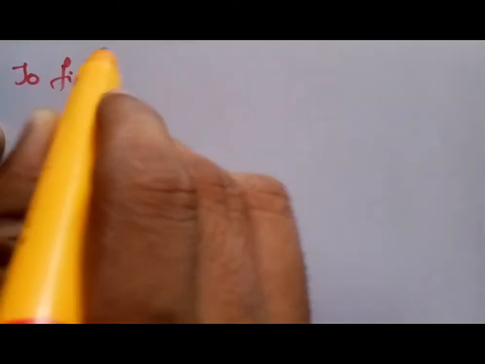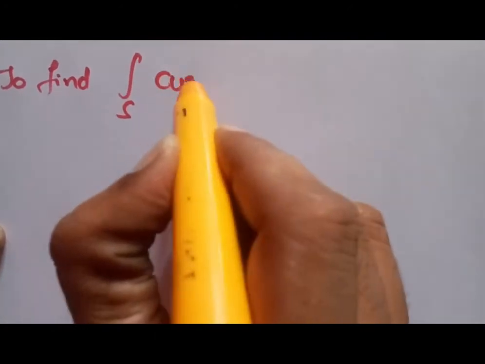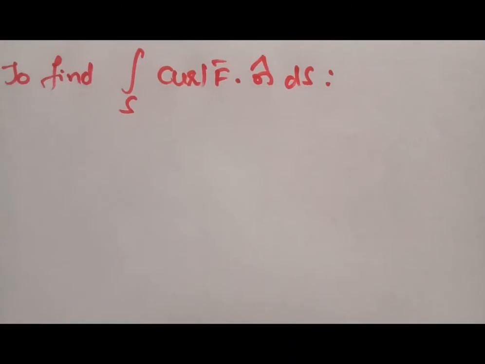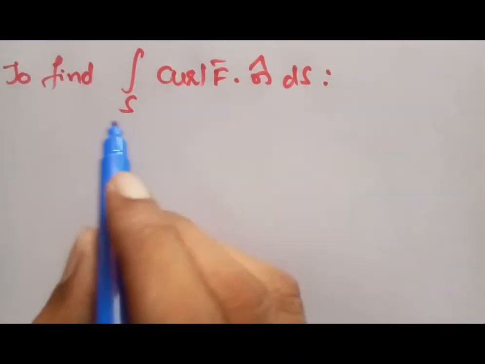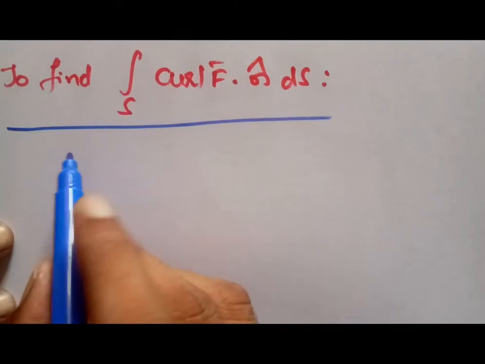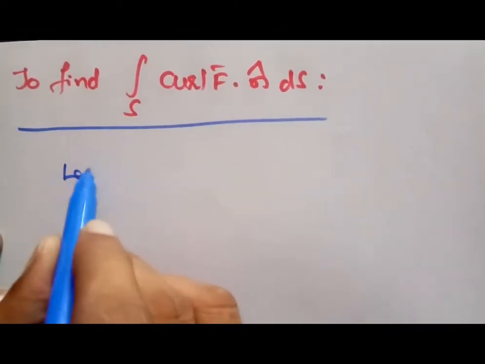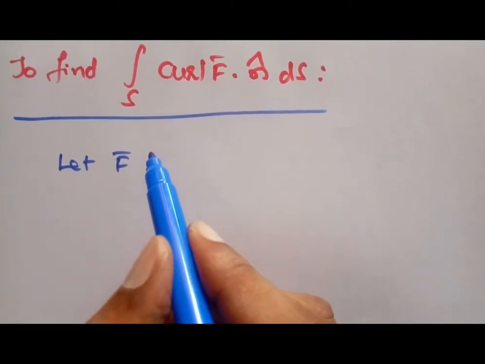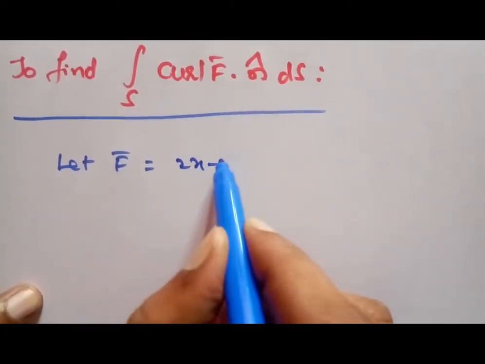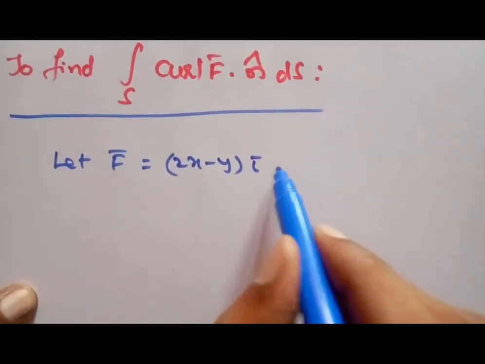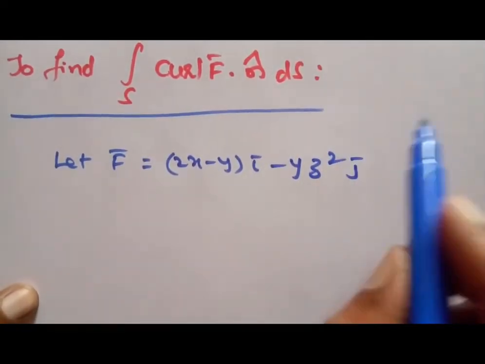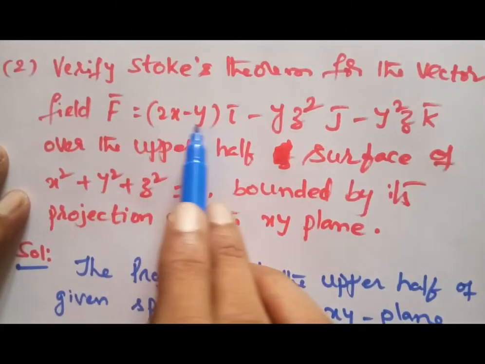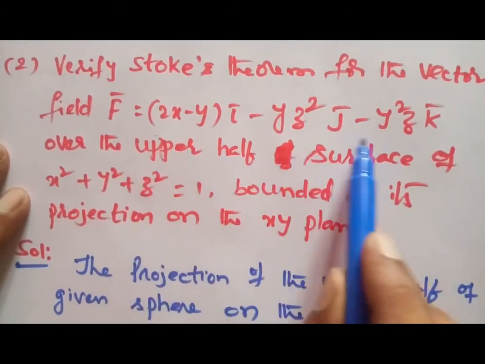To find the surface integration, curl F bar dot n cap dS. Now first we have to find curl F bar. Now here F bar is equal to (2x minus y) i bar minus yz square j bar minus y square z k bar, as given. So this is the F bar.